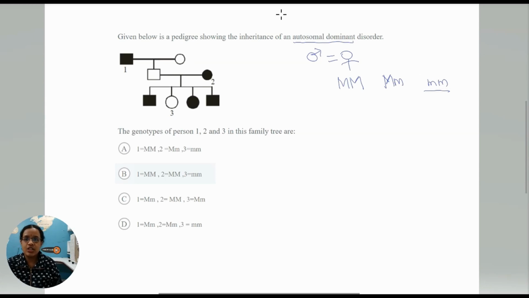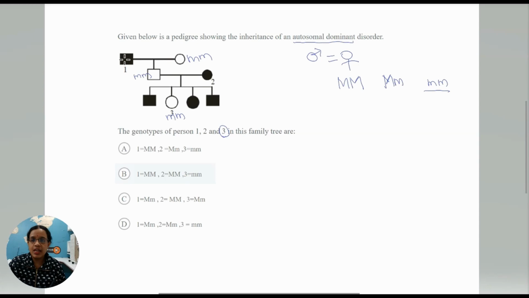Now let's assign genotypes for the unaffected people in the pedigree. This female is unaffected, so she will have the genotype small m small m. This male, who is completely fine, will have small m small m. And this female in the progeny will also have homozygous recessive alleles. So now our person 3 has been assigned the genotype. Okay, now let's go to person 1.